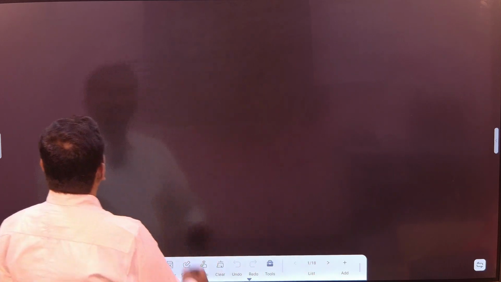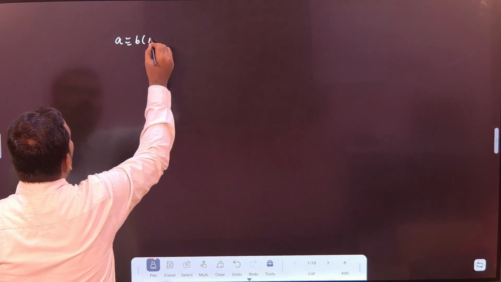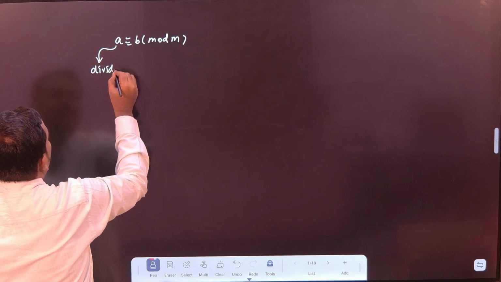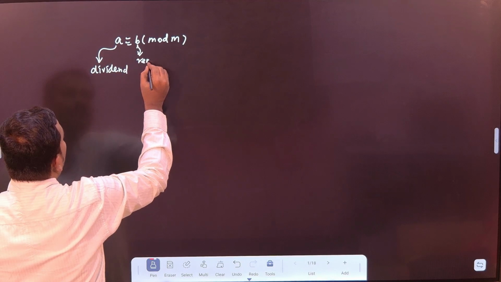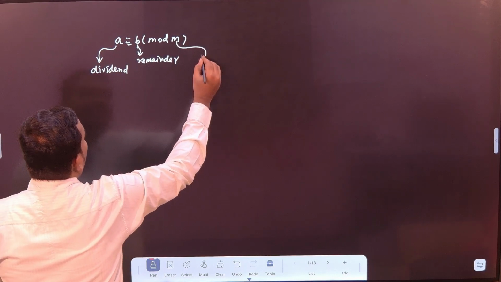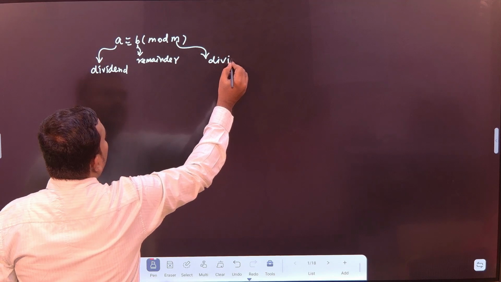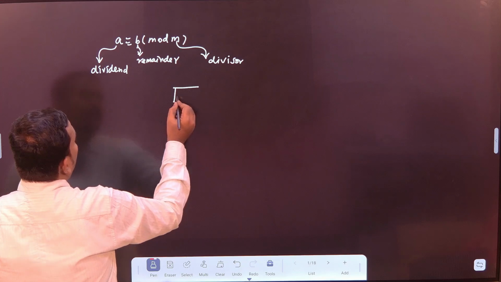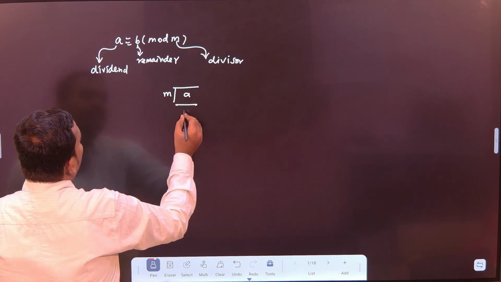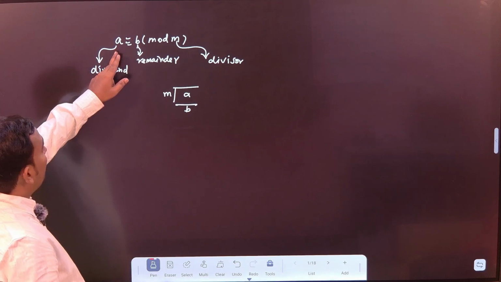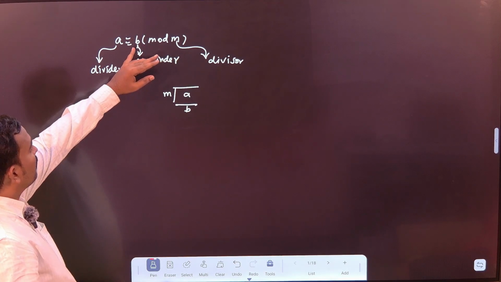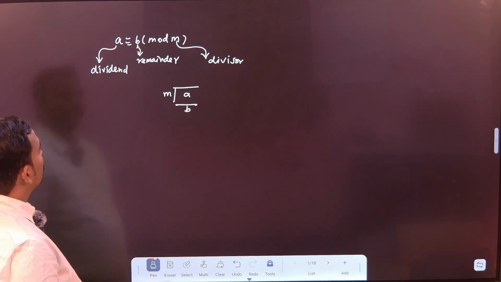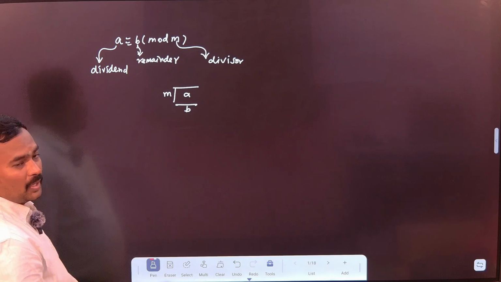Okay. First, you can see a congruent to b modulo m. What is the meaning actually? When you divide a by m, you will get the remainder b. That means when you divide a by m and b by m, the remainders should be identical. So when you divide both of them, the remainder would be the same, right?